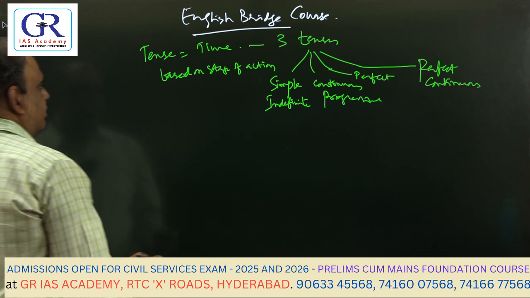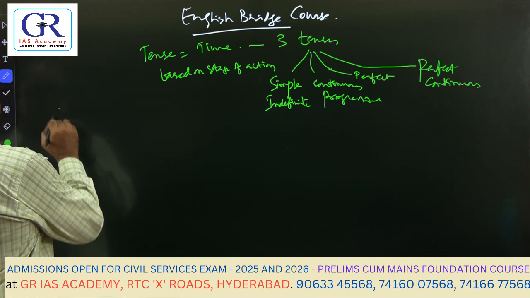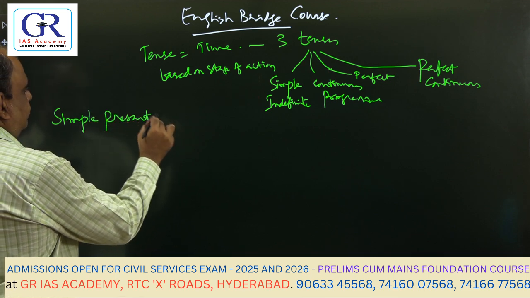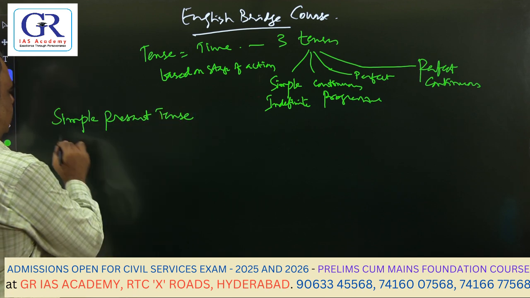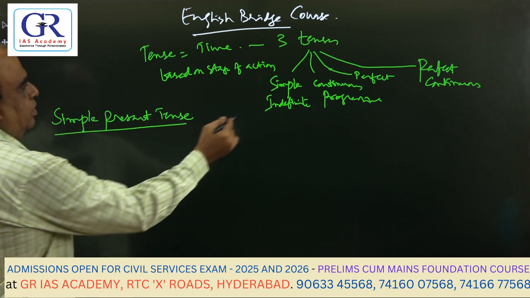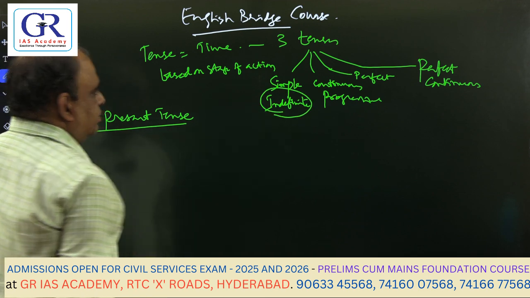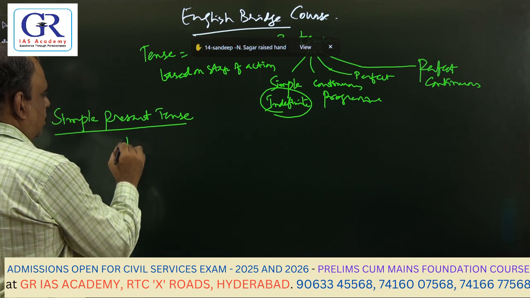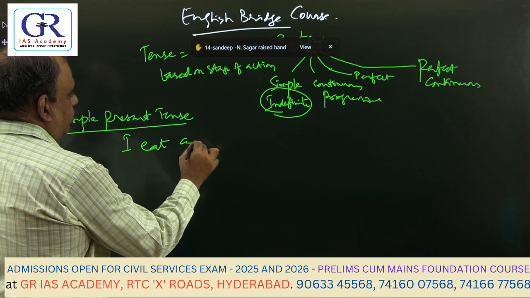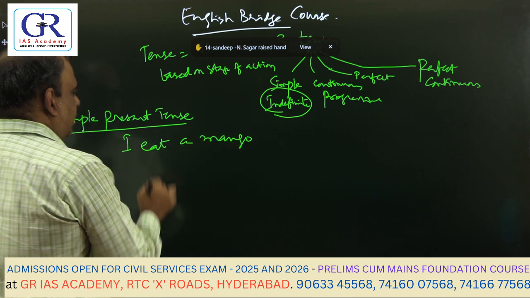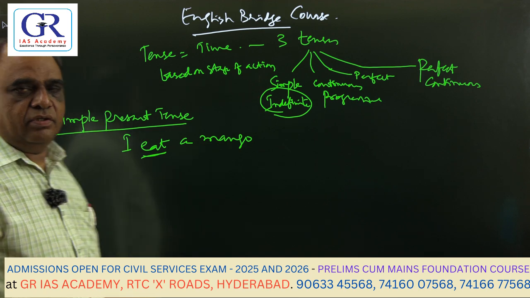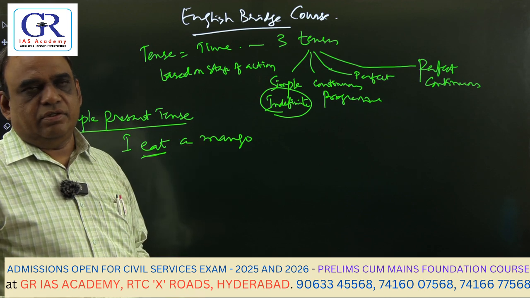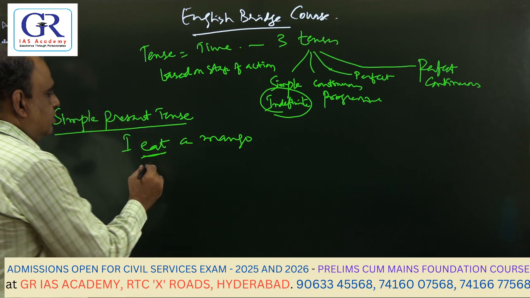As I have told you, first one is simple present tense. Here there is no definite mentioning of the stage of the work, action. For example, I eat a mango. Is there any mentioning of the stage of the work? No. Simply he states, he is giving a statement. Okay.